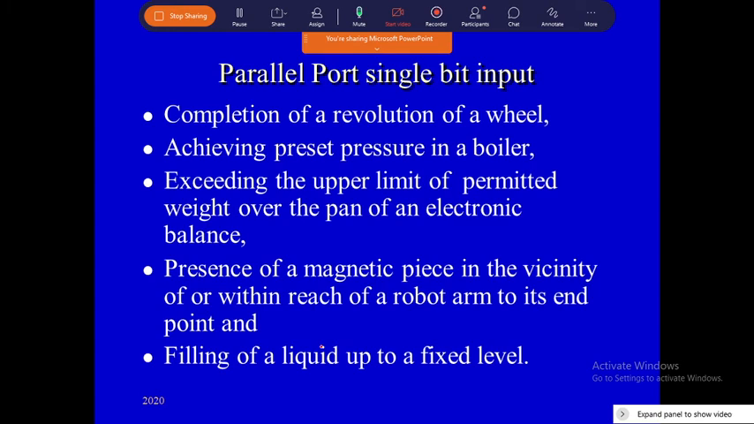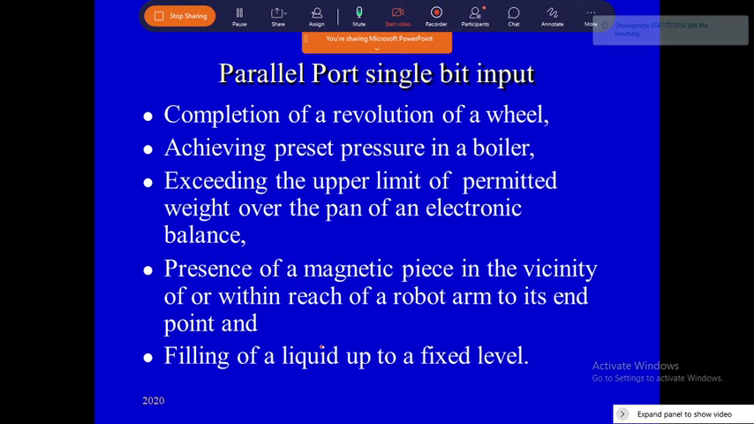Next is the parallel port single bit input. Next we'll move to the parallel ports. A parallel port can have m-bit inputs, outputs, IO, and bidirectional IO, where m is equal to 1 up to 8. In the parallel port also we are going to have the variations: serial, parallel input, serial, parallel output. Many we have seen. We'll go one by one.